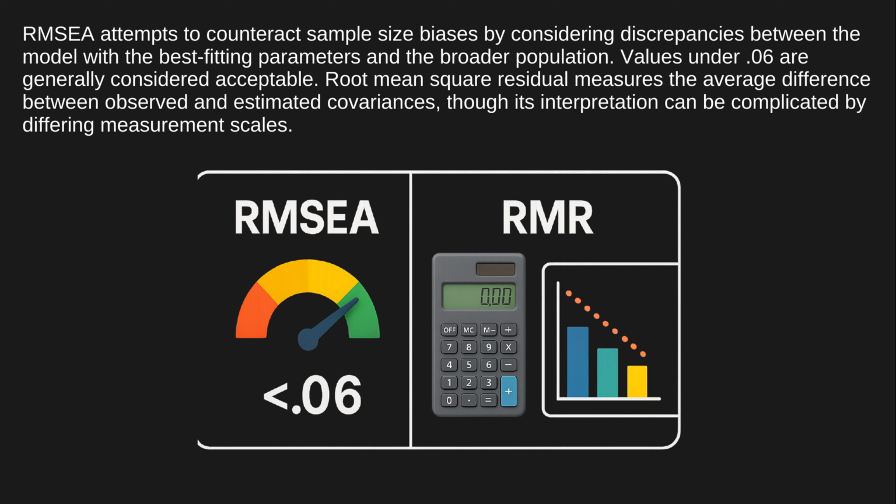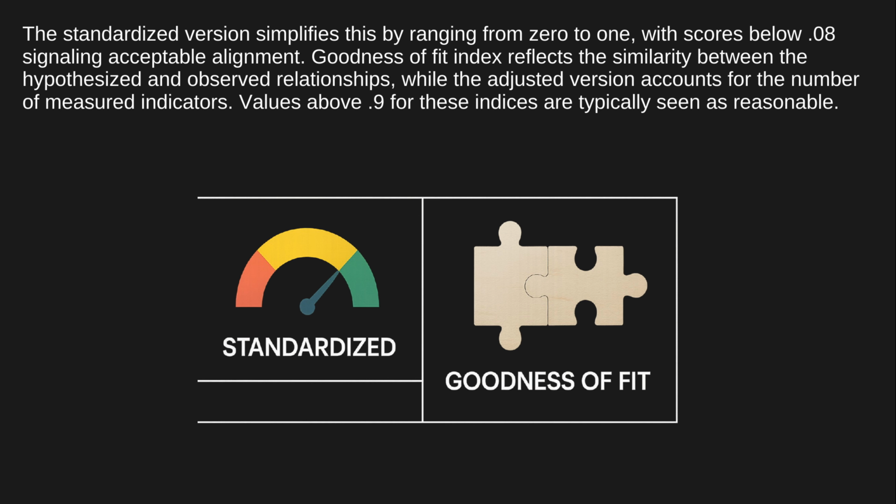RMSEA attempts to counteract sample size biases by considering discrepancies between the model with the best-fitting parameters and the broader population. Values under 0.06 are generally considered acceptable. Root mean square residual measures the average difference between observed and estimated covariances, though its interpretation can be complicated by differing measurement scales. The standardized version simplifies this by ranging from 0 to 1, with scores below 0.08 signaling acceptable alignment.